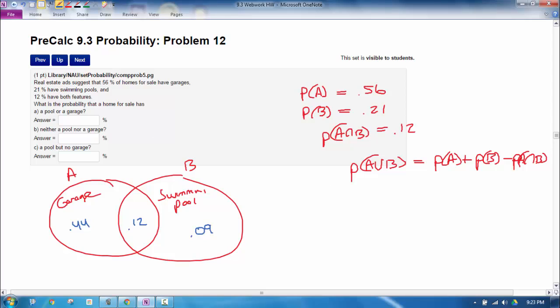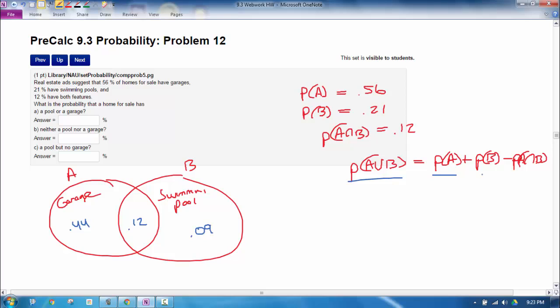Okay, for the next problem, it says a real estate ad suggests that 56% of homes for sale have garages, 21% have swimming pools, and 12% have both. So I've labeled this accordingly. I've drawn the Venn diagram, and the both goes in the middle, 12%. And if you subtract that from the garage, then 44% have a garage and not a swimming pool, and 9% have a swimming pool and not a garage. So that Venn diagram can help here quite a bit. So when it says, what's the probability that we have a pool or a garage, that's this right here.